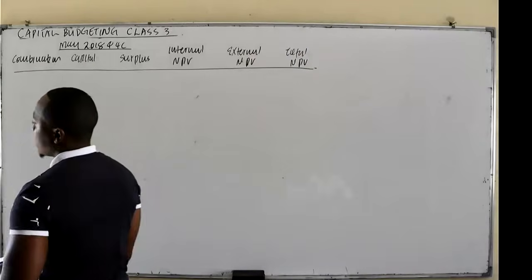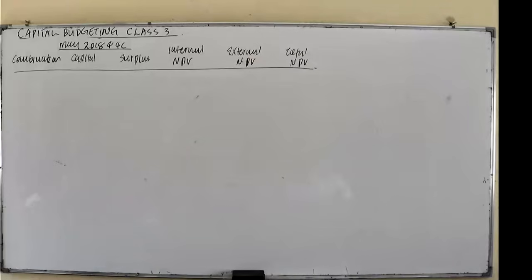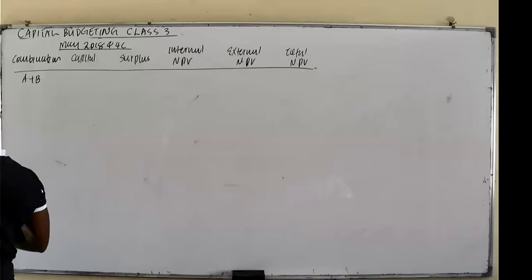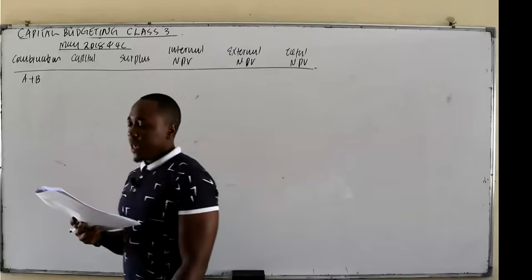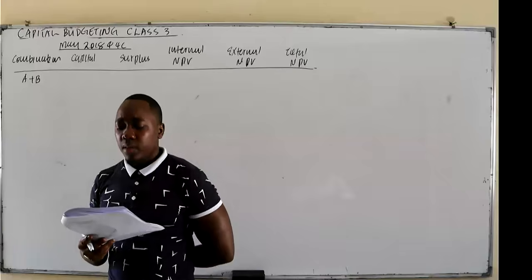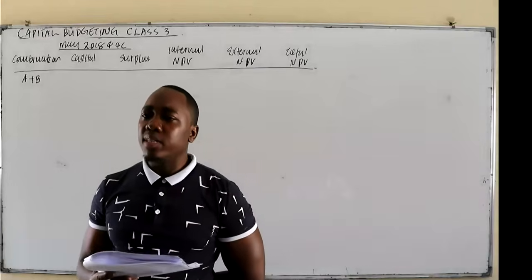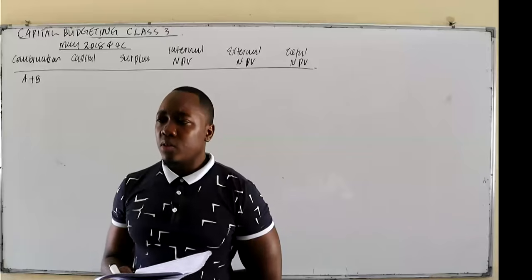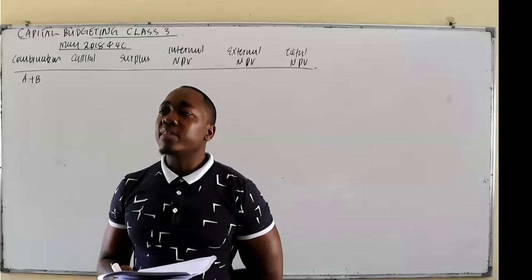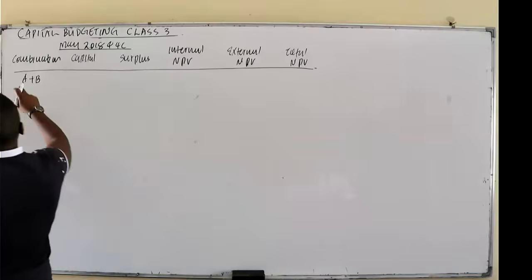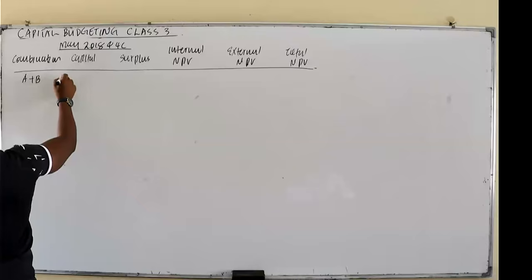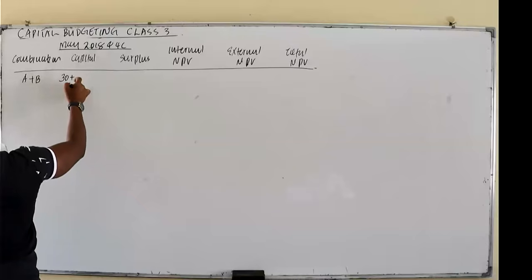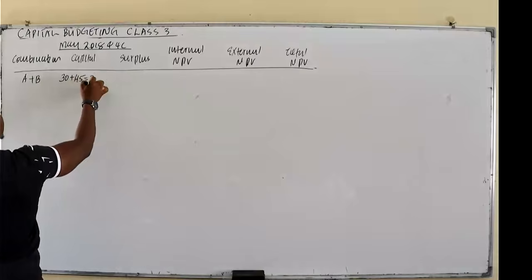So project combination. Here you have 4 projects. How can we combine them? Can we combine A and B? How much is the capital required? A requires a capital of how much? Capital is the outlay. 30. What about B? 45. So we can combine A and B. A requires a capital of 30, B requires 45. The total capital required is 75.